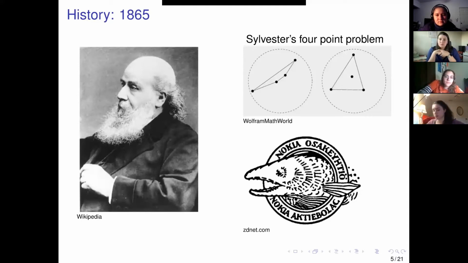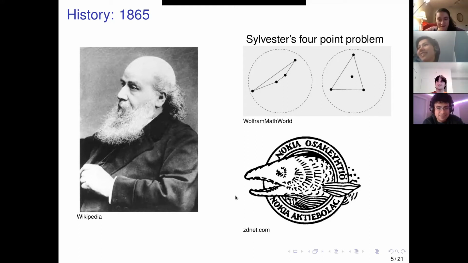Anybody know what this is? This fish-looking thing? Any guess? Like, why is it here? Maybe Sylvester likes to eat fish, or... There's a hint on what this is, right? You should read. Around the fish, there's a circle with some words. Are there any words that you guys recognize? The only thing I can think of is Nokia, like the phones. Nokia, like the phones, exactly.